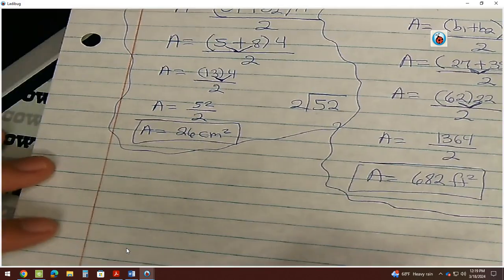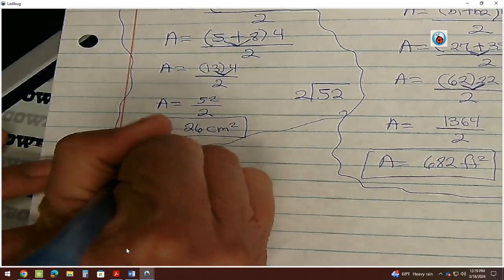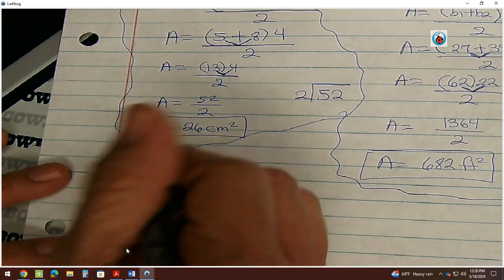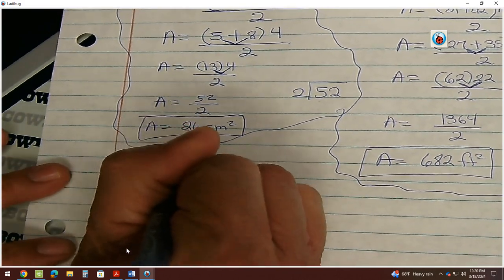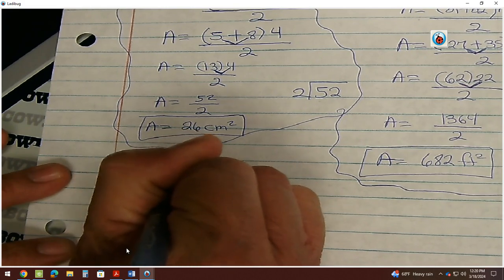No? I'm doing one more with you all. The last one, number 7. What do they want again? They want the area of a trapezoid. We're just working with trapezoids today.